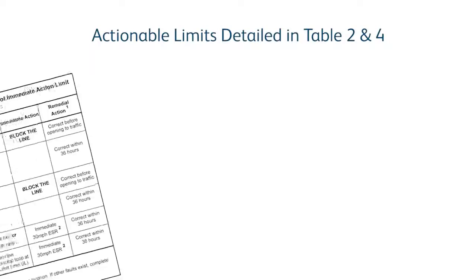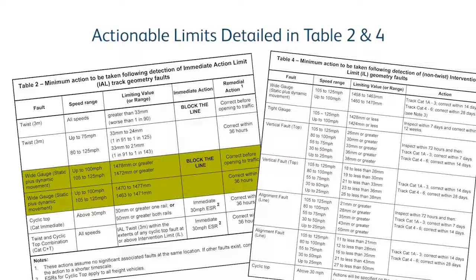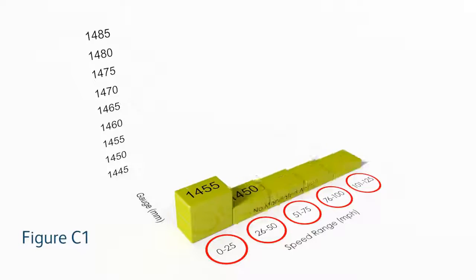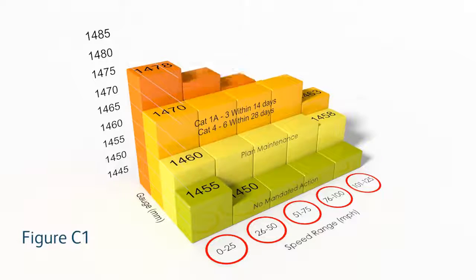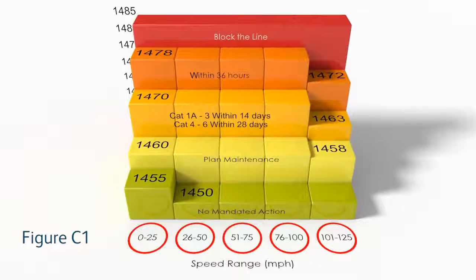The actionable limits for wide and tight gauge are speed related and are detailed in Tables 2 and 4 of TRK 001 Module 11. The repair timescales range from 28 days to an immediate block the line, depending on the size of the fault in conjunction with the line speed. They are illustrated in Figure C1.